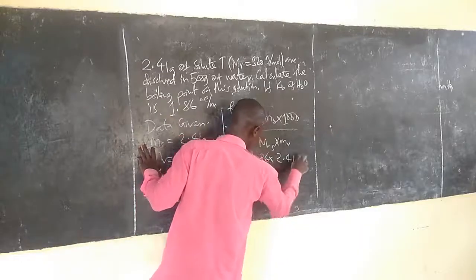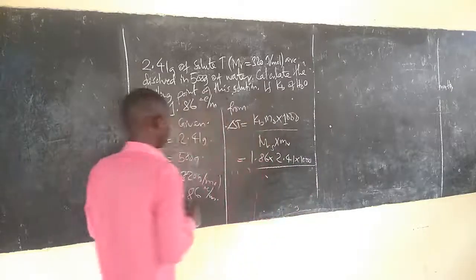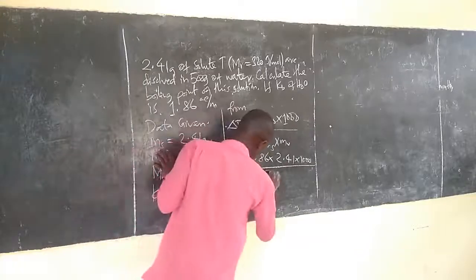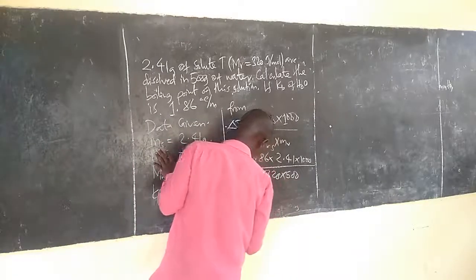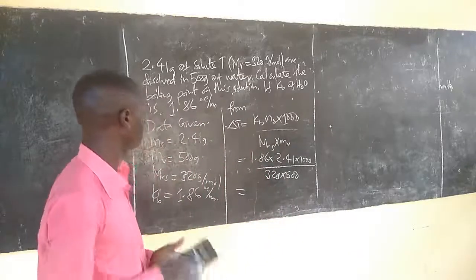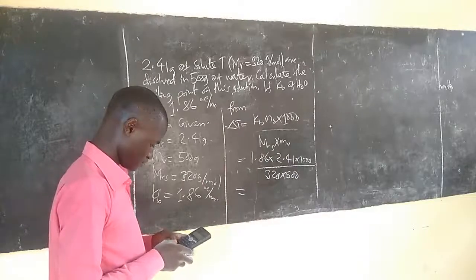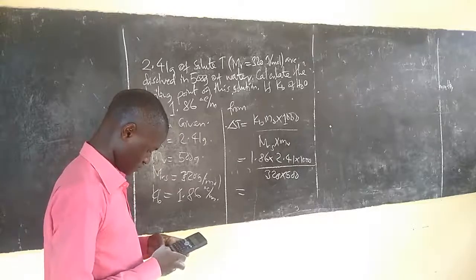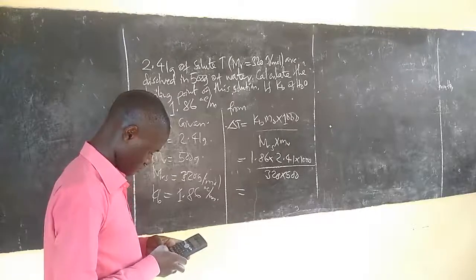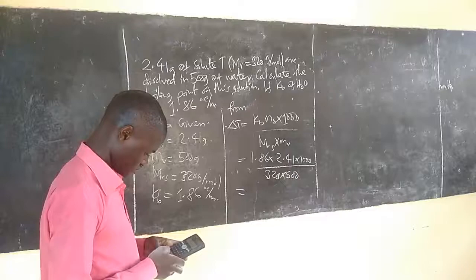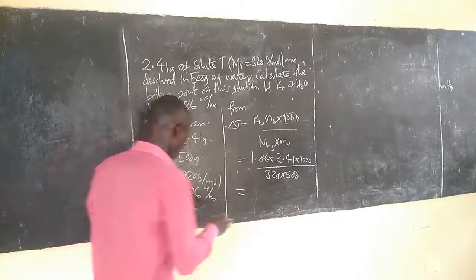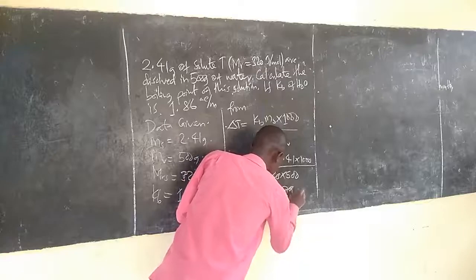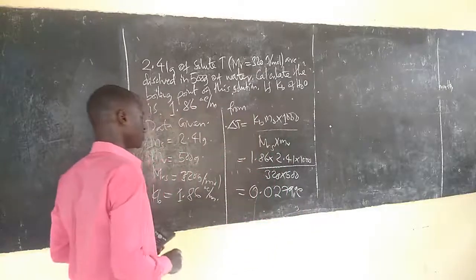2.41 mara mass of solute 320 mara. So change in temperature itakuwa zero pointi 0.029 degrees Celsius. This is change in temperature.